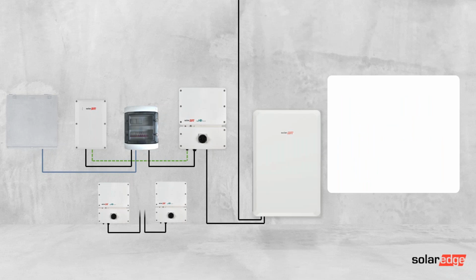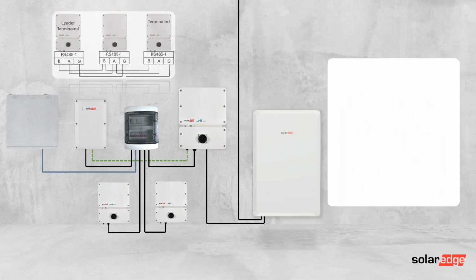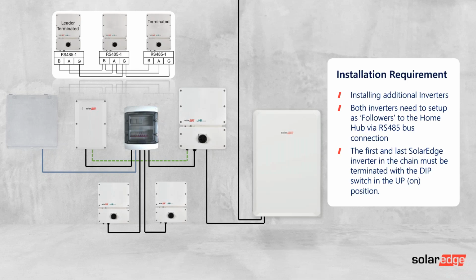So if additional inverters are going to be connected, they need to be wired in leader follower, like I've already explained. What's really important there is that when you're creating the RS485 daisy chain, the leader, the home hub inverter, is terminated and the final inverter is also terminated, so that the whole daisy chain is complete, so that the system knows where it begins and where it ends.